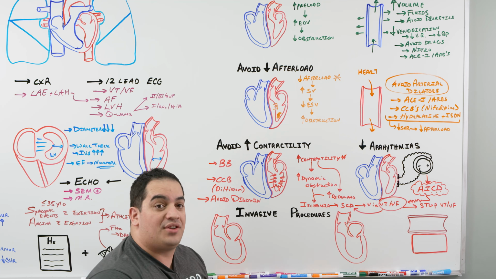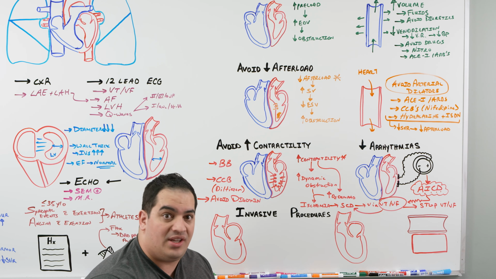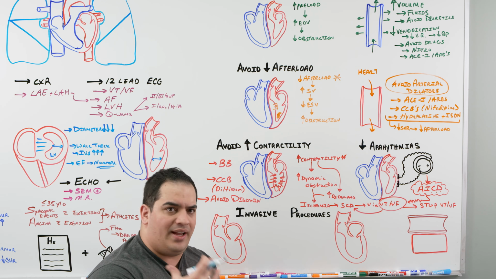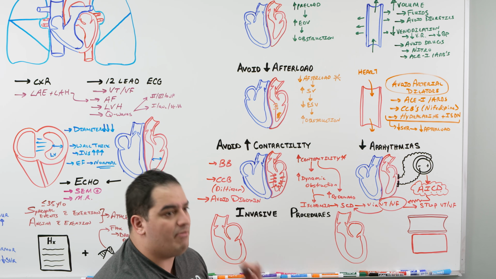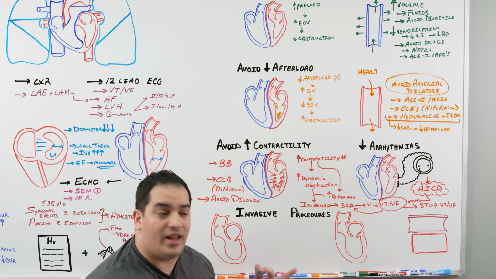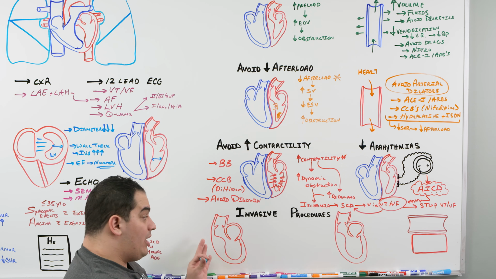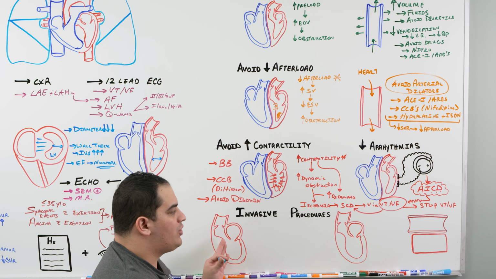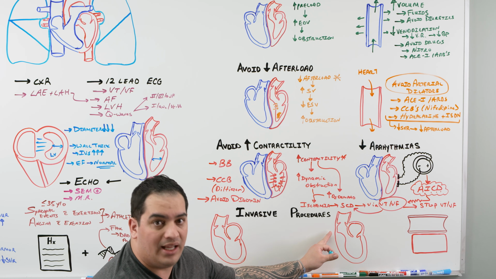All right, so the last thing that we want to talk about here for the treatment of HCM is invasive procedures. Sometimes in patients who have HCM, we've gone through their medical therapy, we've maximized it, they have an AICD, they're at high risk for VTAC, VFib, sudden cardiac death. We may consider them to be a good candidate for what's called a myomectomy or an alcohol septal ablation.